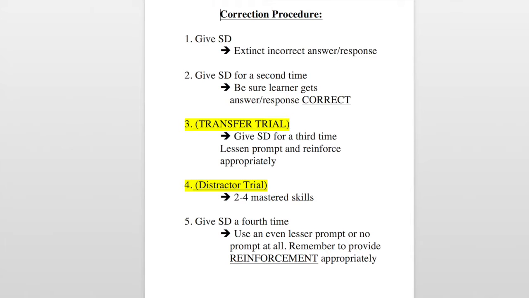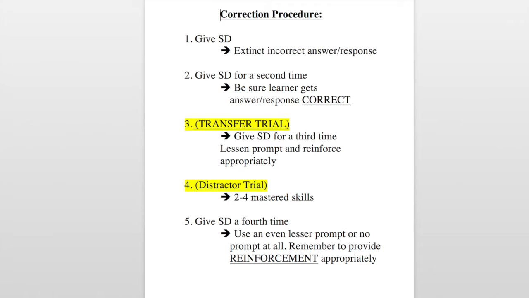Here are the 5 steps of a correction procedure. The first step, you give the SD and extinct incorrect answers or responses. The second step, give the SD for a second time and be sure the learner gets the answer or response correct. The third step, which is also known as the transfer trial, you give the SD for a third time and you need to lessen your prompt and reinforce appropriately.